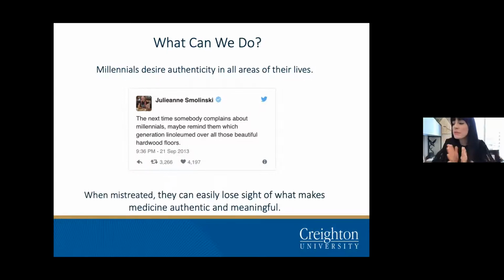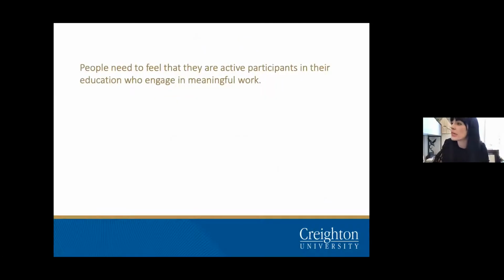Okay, so when mistreated, a millennial learner can easily lose sight of what makes medicine authentic and meaningful. They start going, why am I doing this? I'm being mistreated. I don't feel valued. I don't feel seen. This doesn't feel like authentic work. Why am I doing this? So it's important that we ensure they're working in an authentic environment.